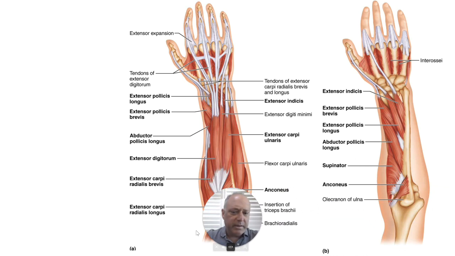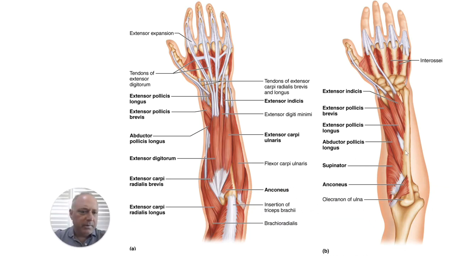So if we go deep, we've got the anconeus, supinator, abductor pollicis longus, extensor pollicis longus, extensor pollicis brevis, and the extensor indicis. See another view of these, as well as the interossei, separating the metacarpals.